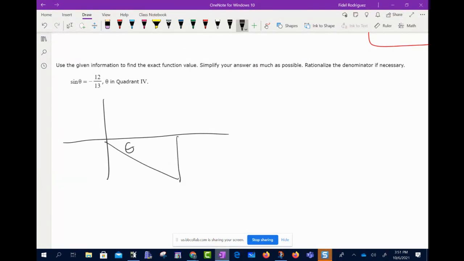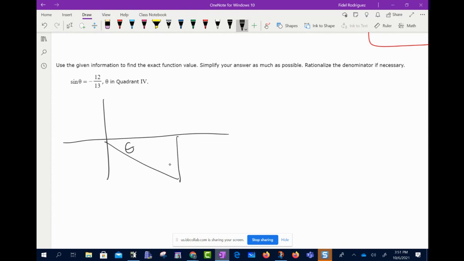Think about it this way. No matter what quadrant you're in, guys, r is always going to be positive. The only signs that could be positive or negative will be your x and your y, right? But the r is always going to be positive. I'm glad you asked that.